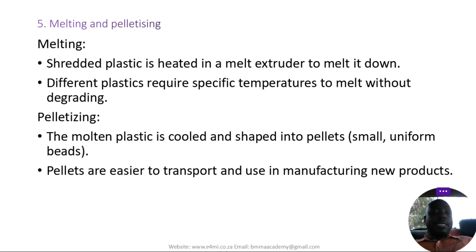The shredded plastic is then heated in a machine called a melt extruder to melt it down. Different plastics obviously will require different temperatures to melt without degrading. After melting the plastic, we do what we call pelletizing. This is when the molten plastic is cooled and shaped into pellets, which are small uniform beads.